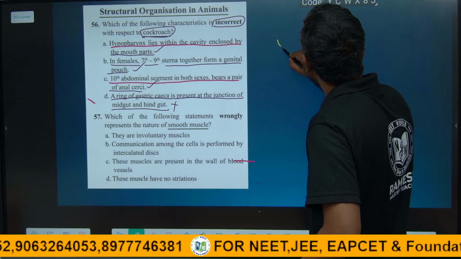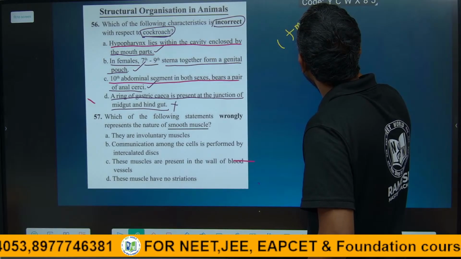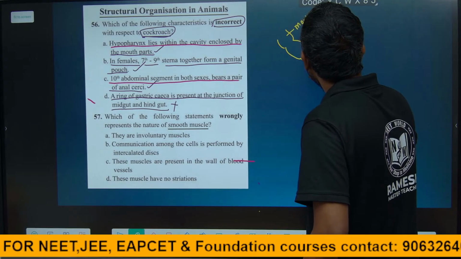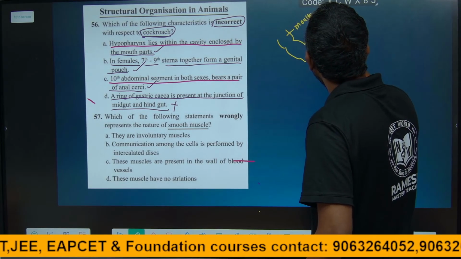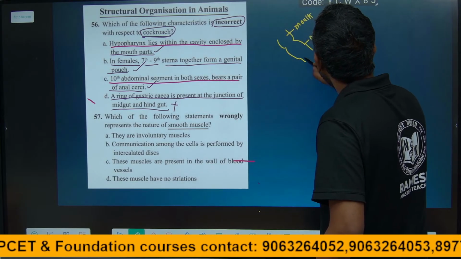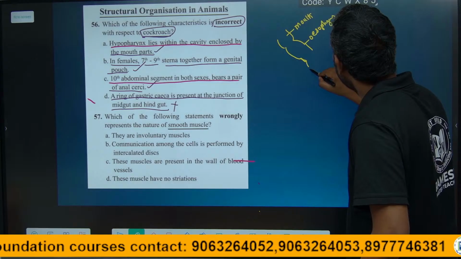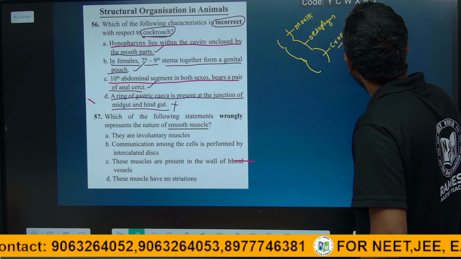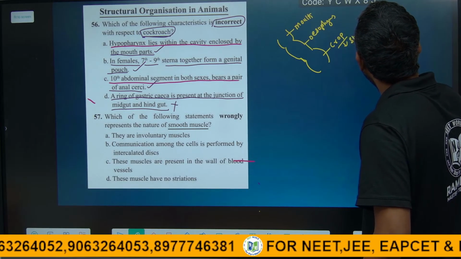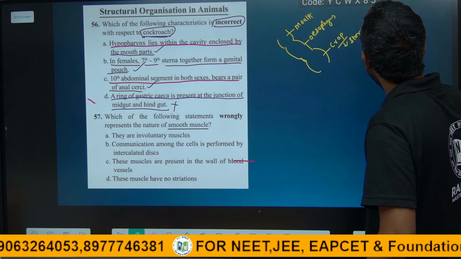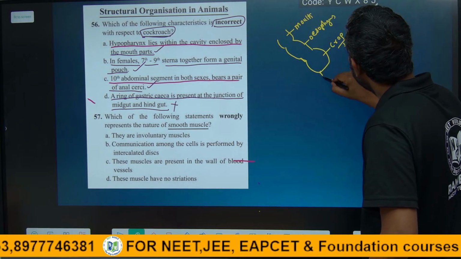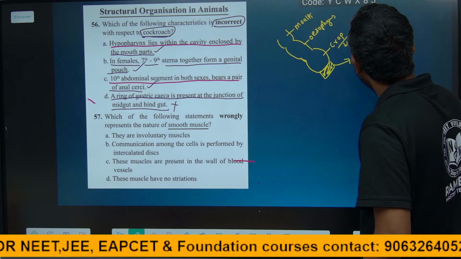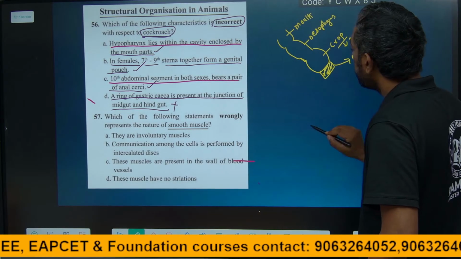Just look into this. This is the digestive system of the cockroach. Mouth. After the mouth there is the esophagus. After the esophagus, guys, this is the crop, the storage part, and after the crop this is the gizzard. This is the foregut.